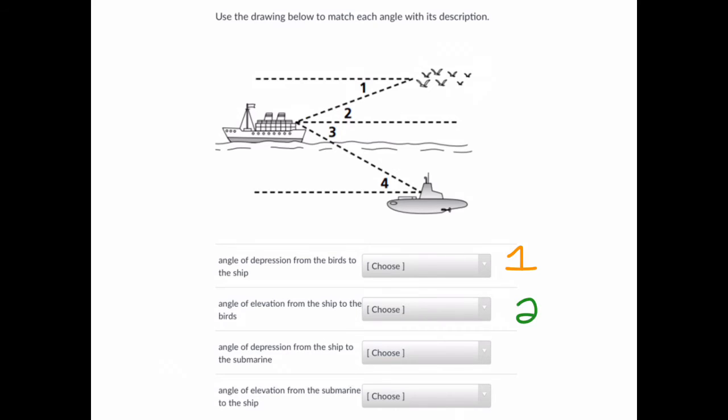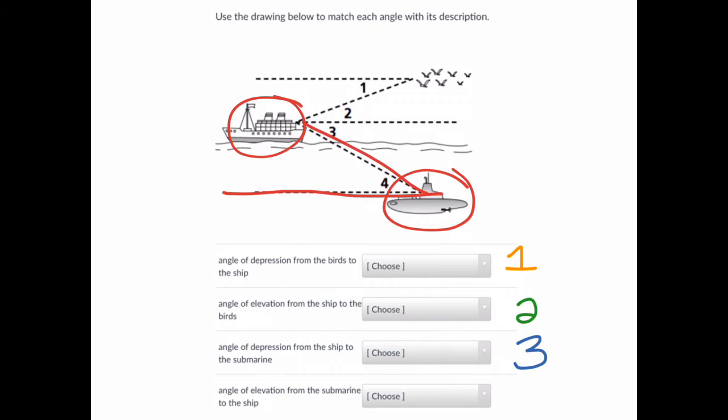This one asks the angle of depression from the ship to the submarine. So from the ship to the submarine, remember we need a horizontal line and then our line of sight. Our angle of depression here would be 3. And last but not least, from the submarine up to the ship, we need our horizontal line and then our line of sight up. Our angle of elevation here would be angle 4.